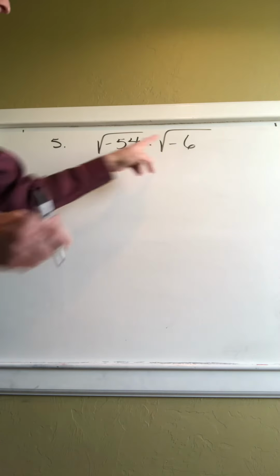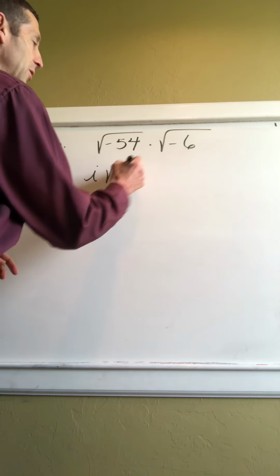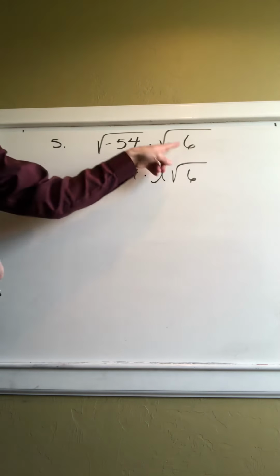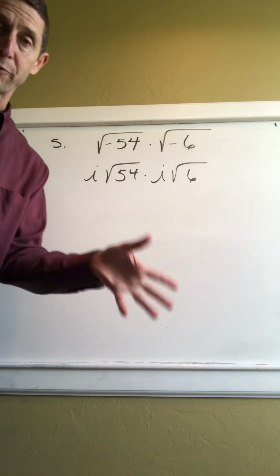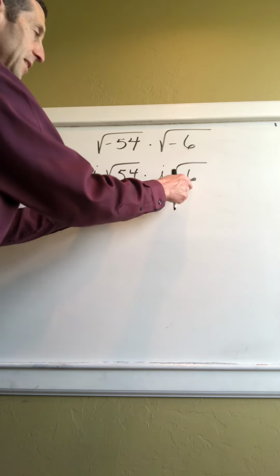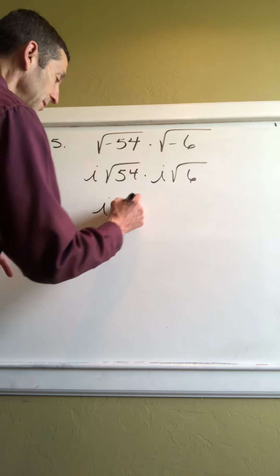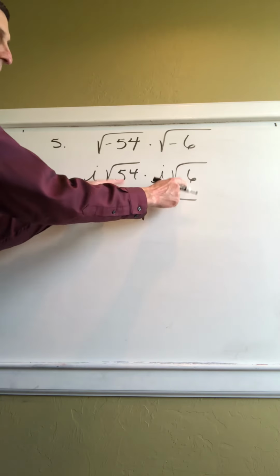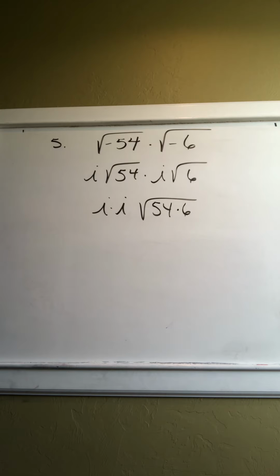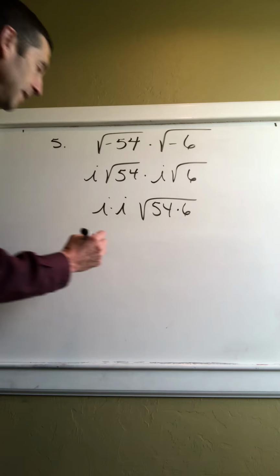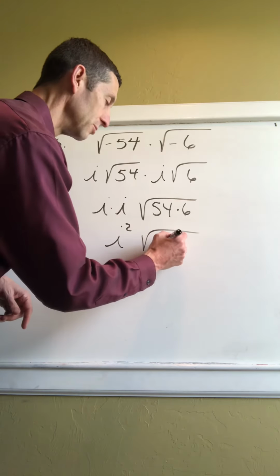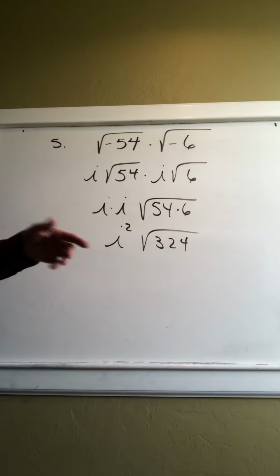We've got negative and negative. You have to do this first. You must take care of the i value. So before you do anything else, get those i's. Now we've got i's on the outside, values on the inside. i times i. Inside values, 54 times 6. All right, here we go. i times i, that is i squared. 54 times 6 is 324. Now we're in business.